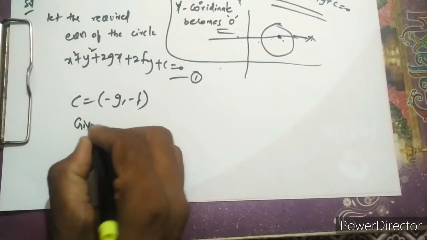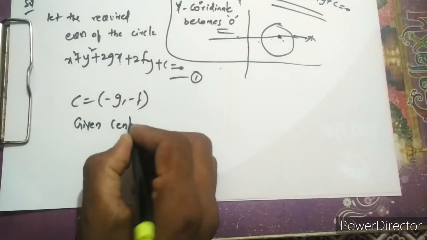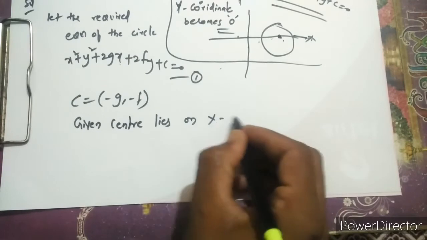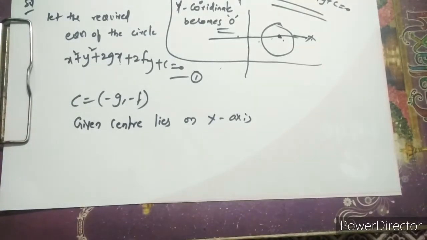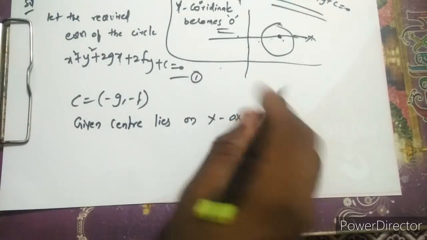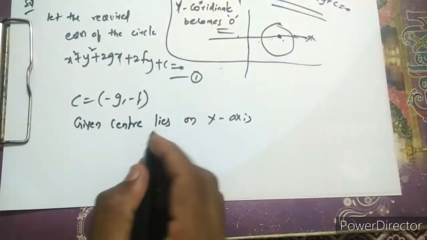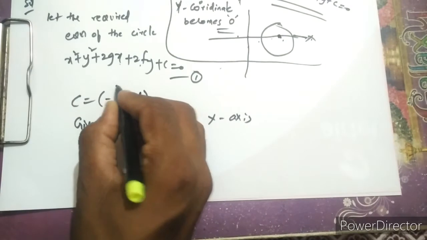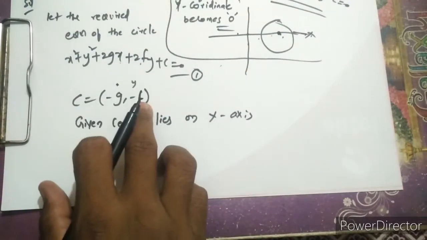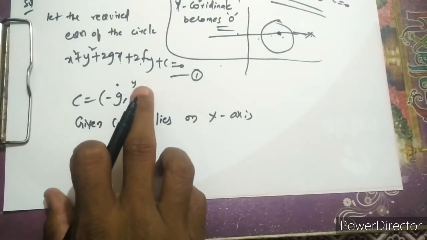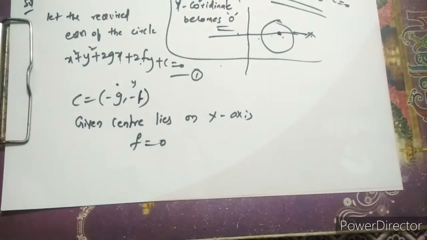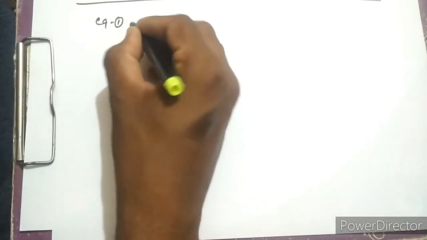So given, the center lies on the x-axis. So if the center lies on the x-axis, then the y coordinate becomes 0. This is the x coordinate, this is the y coordinate. In place of the y coordinate we have -f. That's why the f value becomes 0. So f is equal to 0.